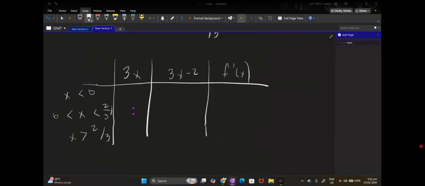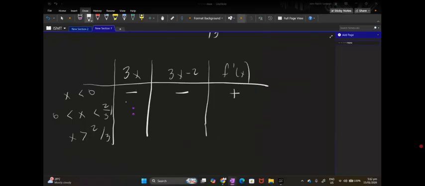So, what is a number less than 0? It's 1, ay negative 1. So, it's gonna be negative. Negative 1 times 3x, negative 1 times 3, it's negative 3 minus negative 2, negative 5, so negative. So, it's positive. Increasing siya.